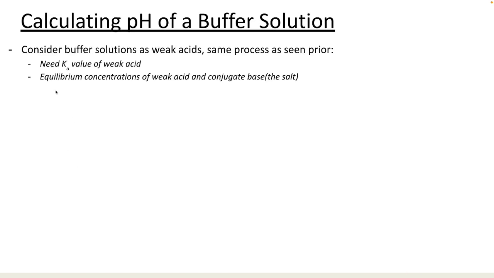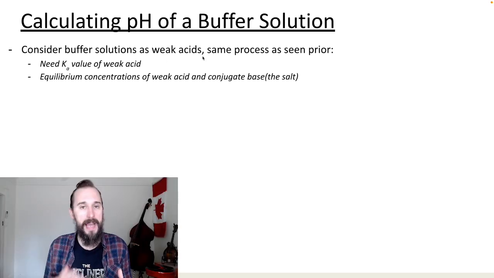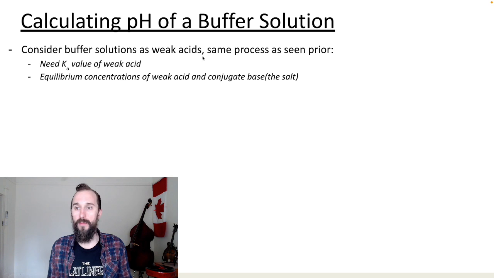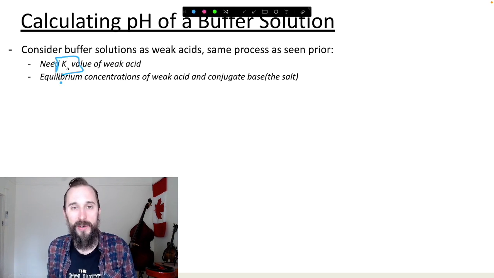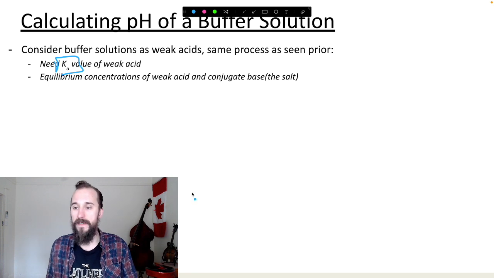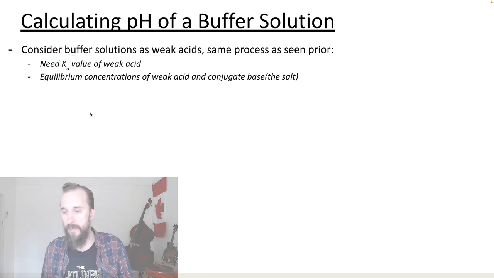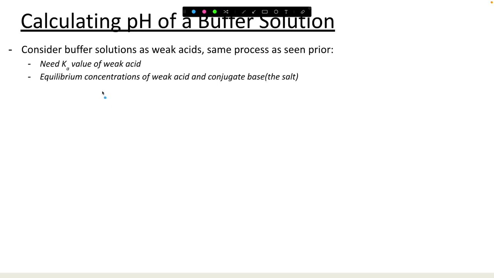All right, let's put some numbers to this, calculating the pH of a buffer solution. If we consider buffer solutions as weak acids, we can calculate the pH with a very similar process to what we've seen before, involving our Ka values. We looked at that in a previous video, which is there if you need it. So let's remind ourselves what our Ka values are telling us.